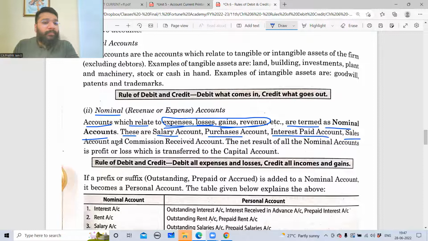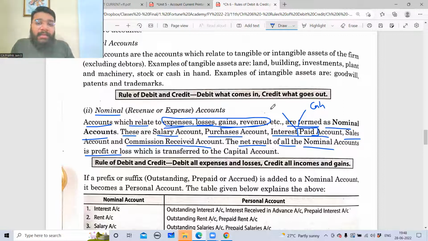Sale is my income. Commission received: if I'm receiving something, commission is my income. So all these are nominal accounts. The net result of all nominal accounts is profit and loss. If you keep on paying salary, expense will increase. If you keep on doing purchases, expense will increase. Interest paid has two components: a cash component for money paid, and an interest expense component. Here we are discussing this because this is a nominal account.